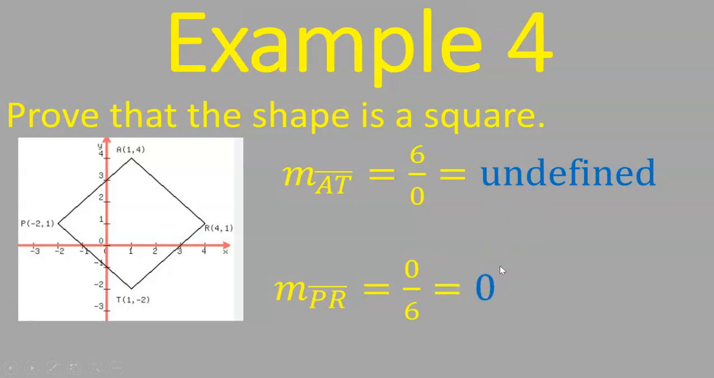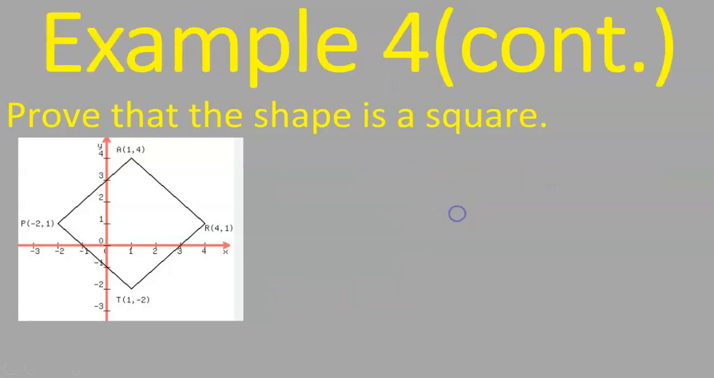Those are perpendicular. Okay, so we've shown that the diagonals are perpendicular. Not quite enough to show us a rhombus, but if we know it's a parallelogram, it would be a rhombus. But let's also go for them being congruent, and if we can do that, we've got ourselves a square. Okay, so let's use the distance formula for the first time.